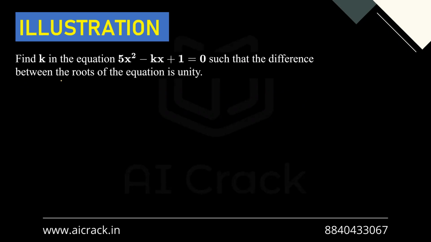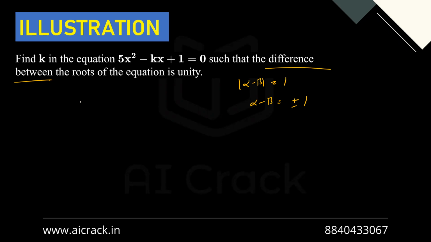Now let's look at this example. Find k in the equation 5x square minus kx plus 1 equals 0 such that the difference between the roots of the equation is unity. Now this is the keyword: difference between the roots of the equation is unity. We don't really know if alpha minus beta equals 1 or beta minus alpha equals 1. We don't really know, right? So basically, mod of alpha minus beta equals 1, this we know for sure, or alpha minus beta equals plus minus 1. So this is how we have to interpret this one.